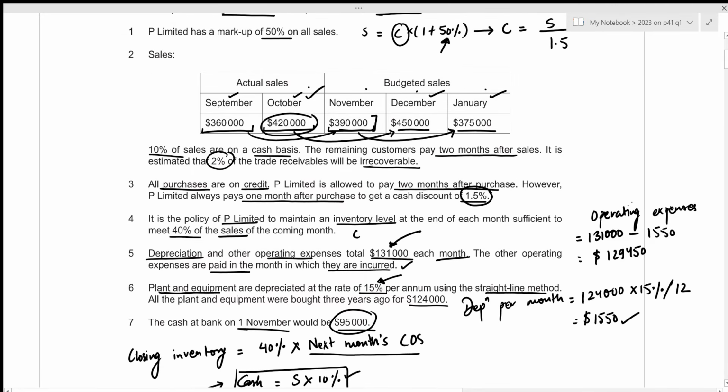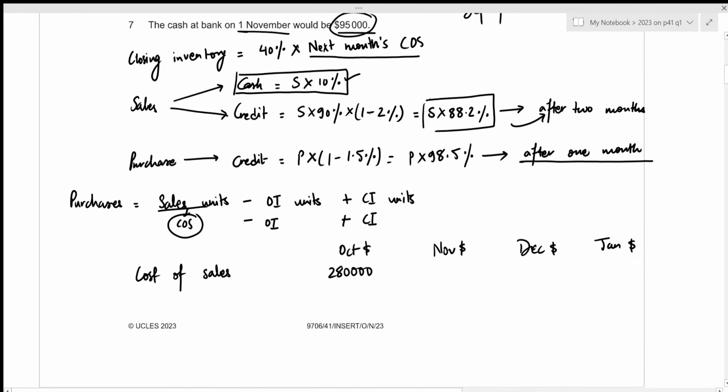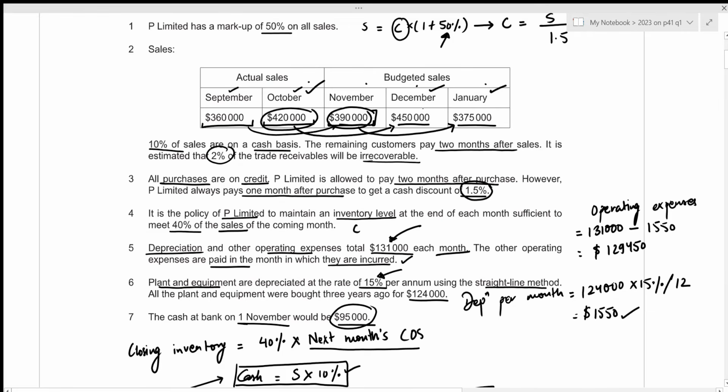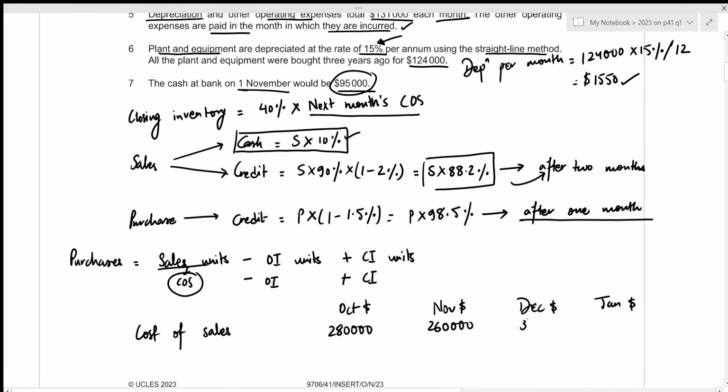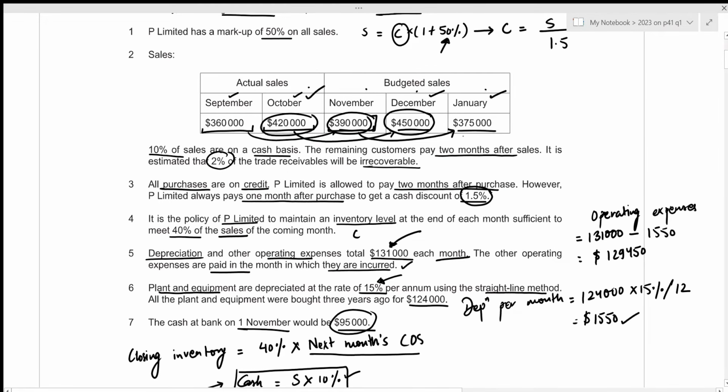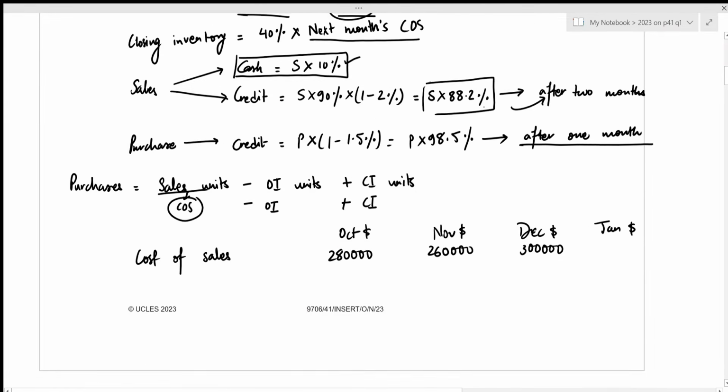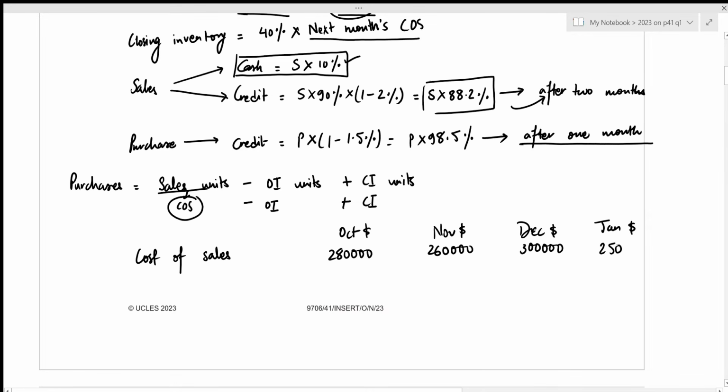Then we repeat the same process for the remaining months. For November, that will be 390,000 divided by 1.5, which results in 260,000. Then for the month of December, that will be 450,000 divided by 1.5, which results in 300,000. And for the month of January, that will be 375,000 divided by 1.5, which results in 250,000. Now the next step would be to subtract all of the opening inventory. Then we need to add all of the closing inventory.